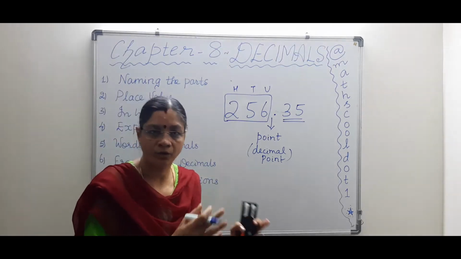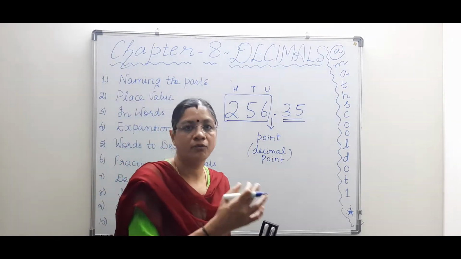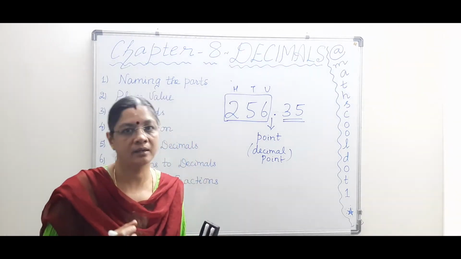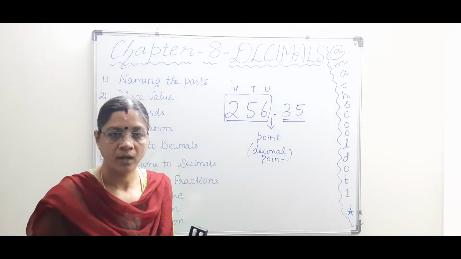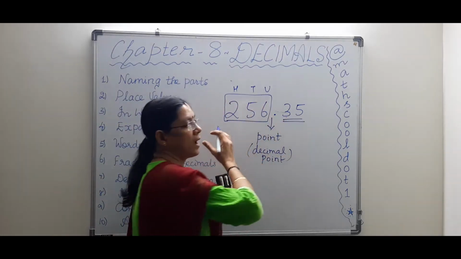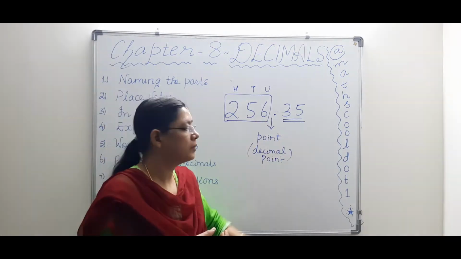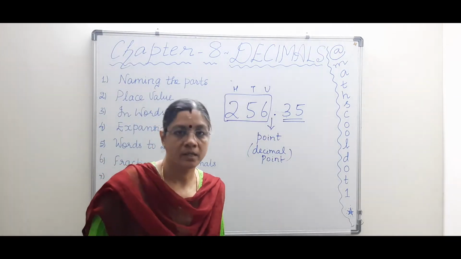256.35, no, it's not correct. 256.35. 0.5 is how I read a decimal number. Okay, do you understand? So here, just like you have the place value for the whole number, the decimal numbers also have place value.